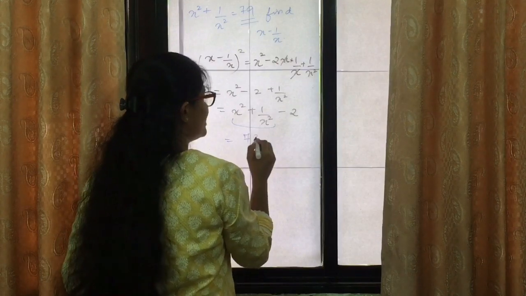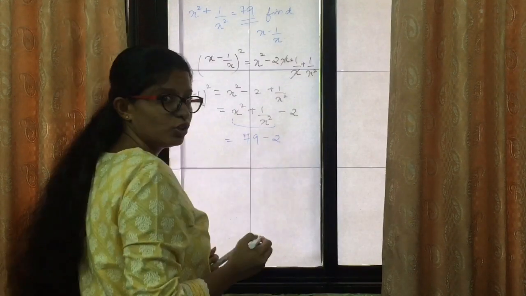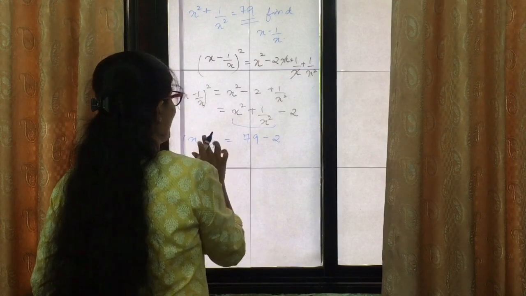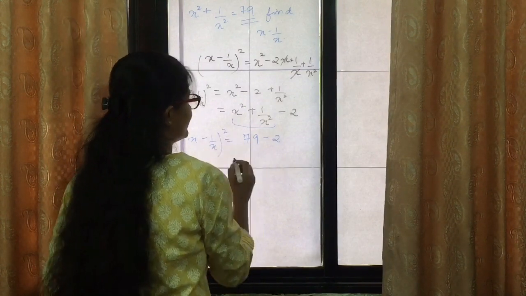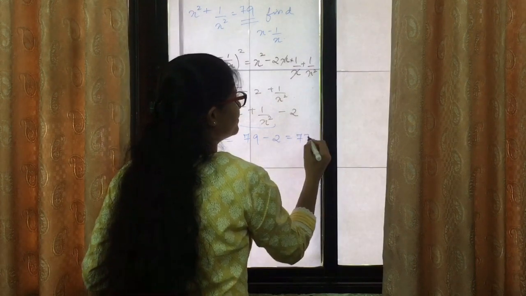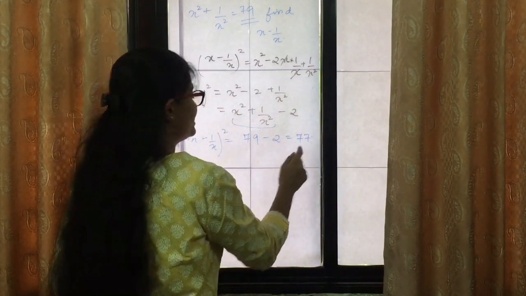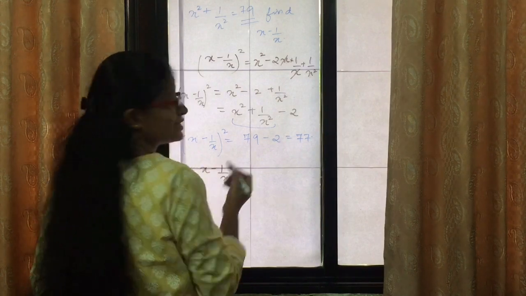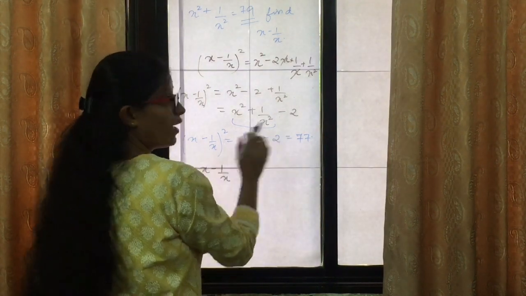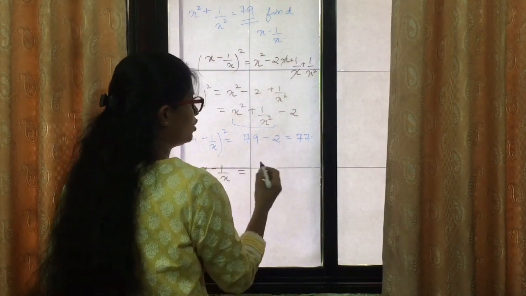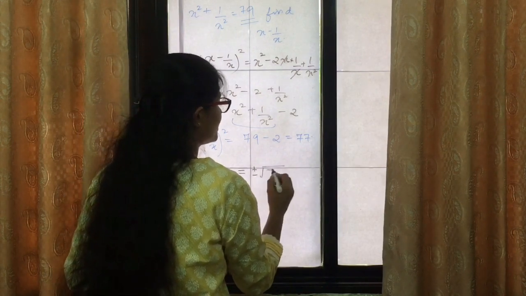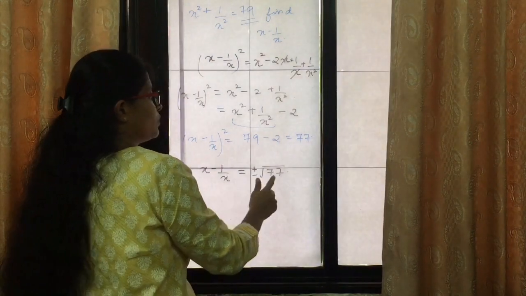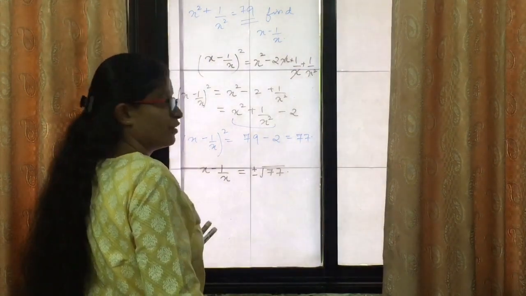So this is nothing but 79 minus 2. So can I say (x minus 1 upon x) whole square is nothing but 77? But what do I need to find? I only need to find x minus 1 upon x. So I need to take square root on both the sides. If I take square root on both the sides, it will become plus minus under root 77. So the answer comes out to be plus minus under root 77.